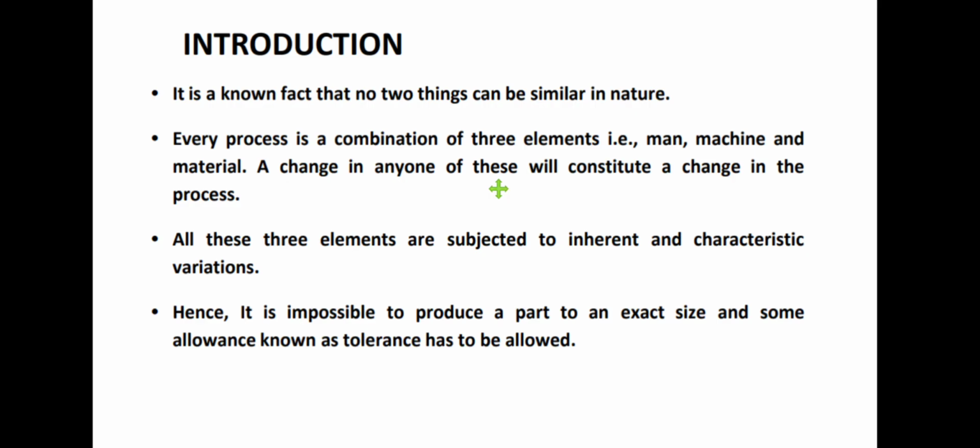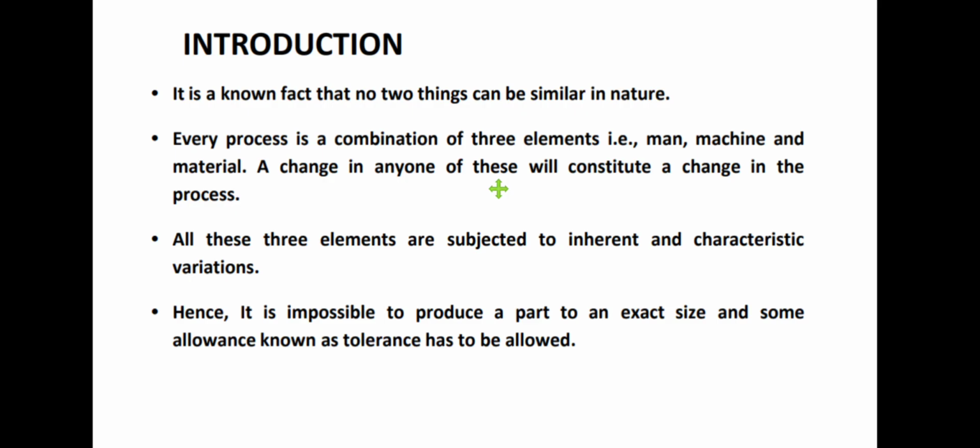Here the introduction. We know the fact that no two things can be similar in nature. Even for identical twins, we can see so many differences. If in visual you cannot see the difference, even using measurements, definitely there will be some deviation. That's why they tell that no two things can be similar in nature.